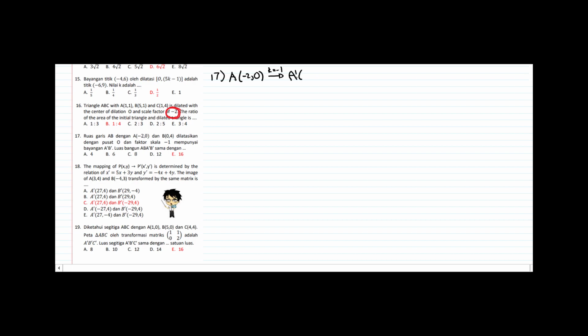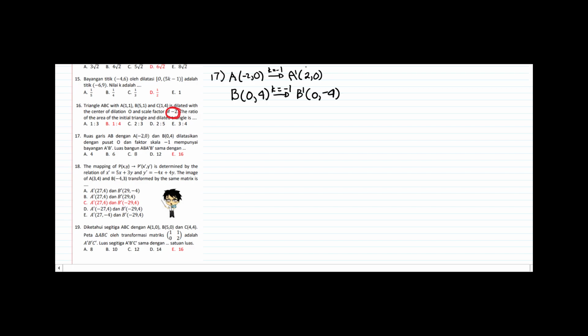Okay, I have a little trick right here. You can actually just multiply. Multiply by negative 1, so what do you get? 2,0. Shh, don't tell anyone, okay? It's our little secret. Okay, and then B is 0,4. K equals negative 1 also. So B accent will be 0, negative 4.